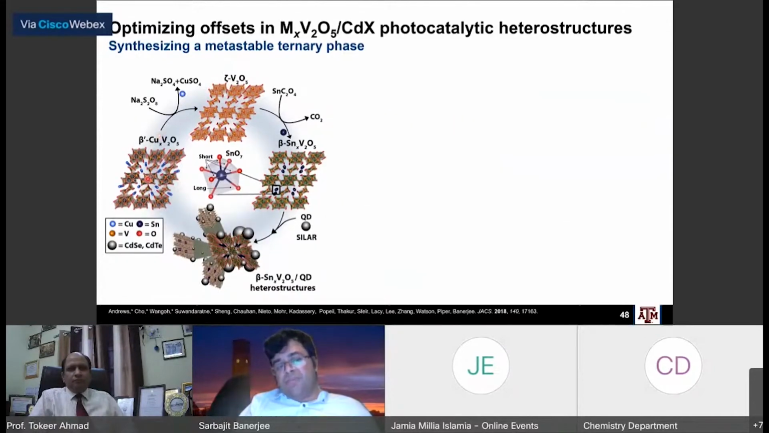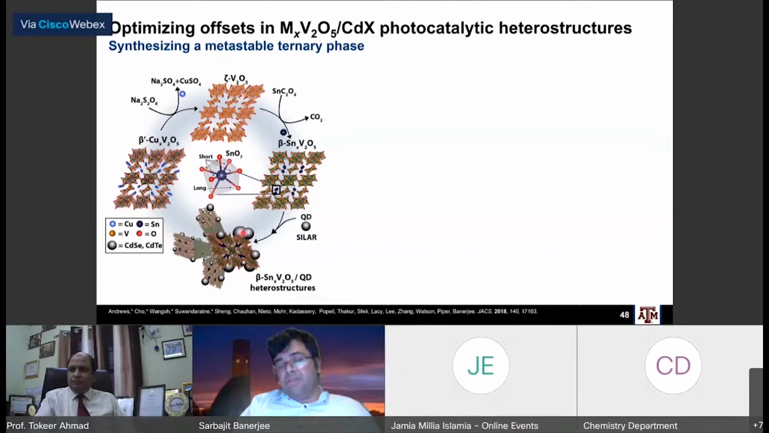So Justin Andrews came up with a method using topochemistry. He started with this beta prime copper V2O5 phase. He took the copper out. He has this zeta V2O5 structure. And then by reacting it with tin oxalate, he can generate tin V2O5. This is a new compound.